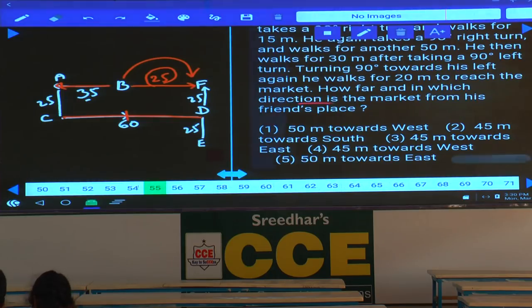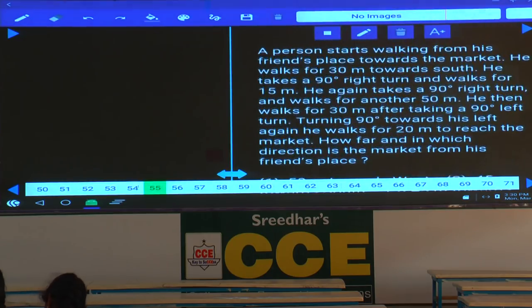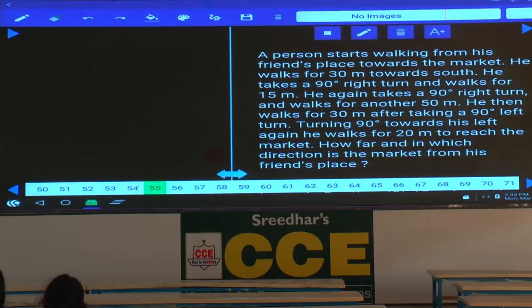Then 55. How far and in which direction is the market from his friend's place? Question number 54 and 55 are different. Okay, 54 is done. Now coming to this question number 55. Now this is also based on directions. A person starts walking from his friend's place to the market. Now let us take A is the friend's place.